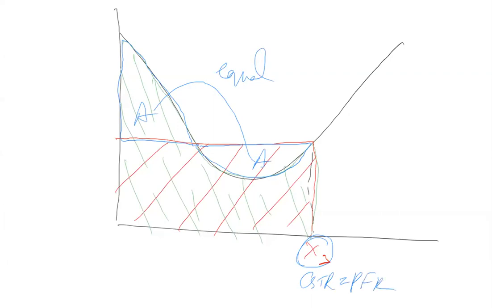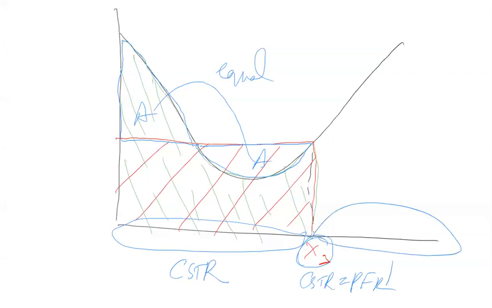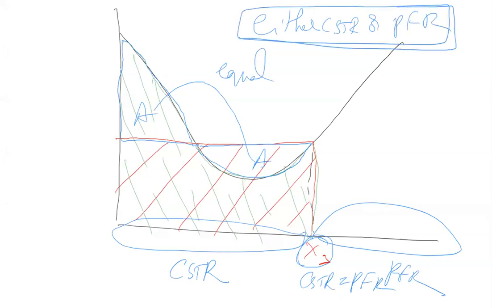Less than this point, it is nothing but your CSTR only. Beyond this X3, you will select a PFR. Here we are talking about either CSTR or PFR. Clear? Just think about this one. Below this X3, there will be one point.